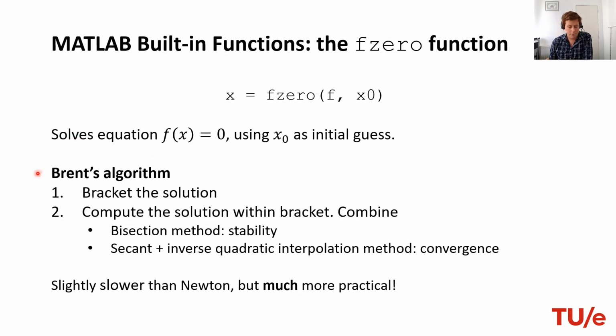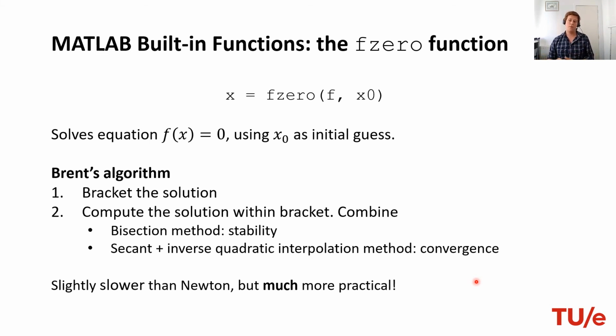For this, it uses what is called Brent's algorithm, and it consists of two main steps. At first, it brackets the solution, so it tries to find an interval which is guaranteed to contain the solution, and then it tries to compute the solution within that bracket using either the bisection method, which is guaranteed to converge, or using the secant method or a variation of the secant method for improved convergence rates. So based on certain conditions, it switches between these two methods and is hence optimized for both stability and speed.